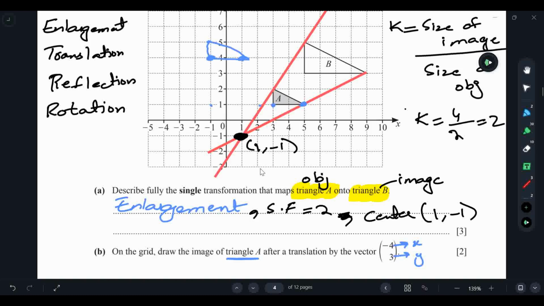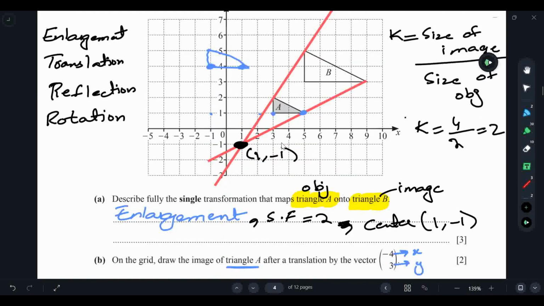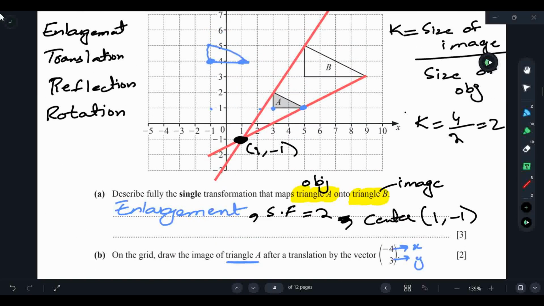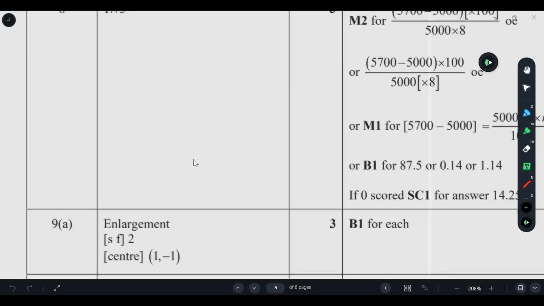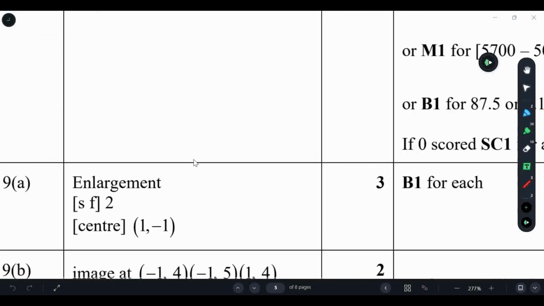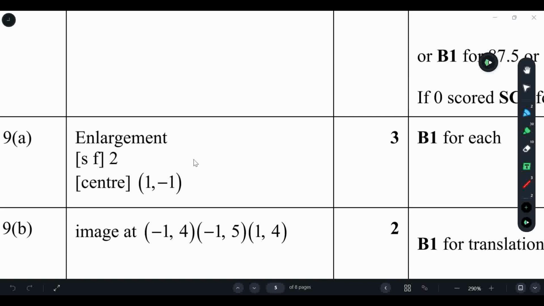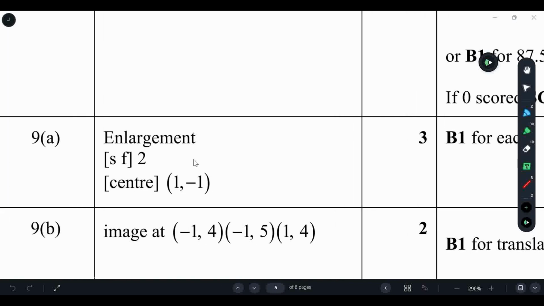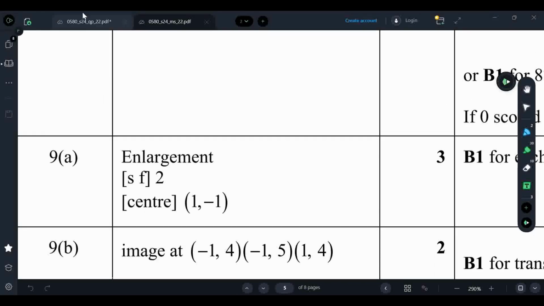The coordinates will be (1, 4), (-1, 4), and (-1, 5). Let me check the answer. Is it right as per the marking scheme? Yes, (1, 4), (-1, 4), and (-1, 5). Let's move to the next question.